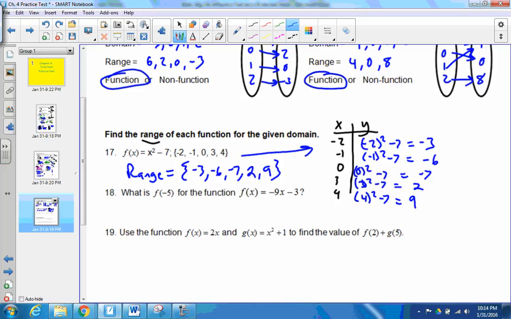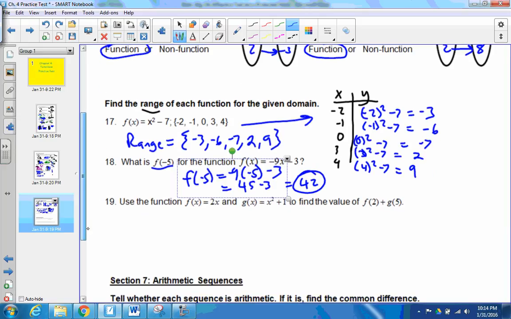All right. Now number 18 is doing the same thing. It's saying the function where x is -5. So we're just doing it with one value. If we know f of x is -9x minus 3, f of -5 would equal -9 times -5 minus 3. And that would be -9 times -5 is 45, minus 3, which equals 42.